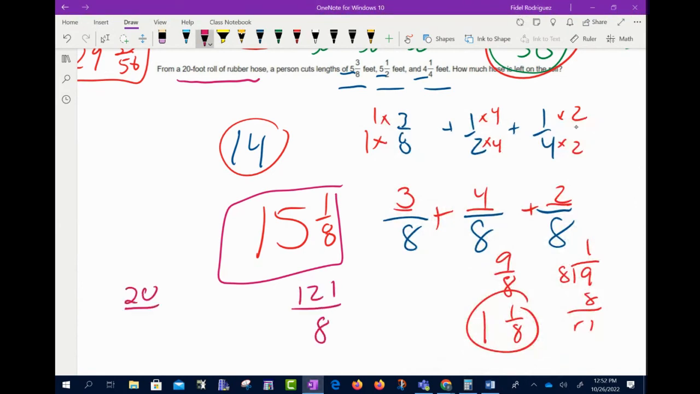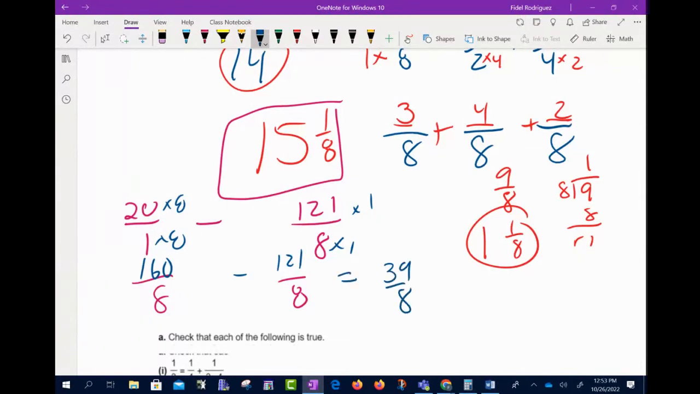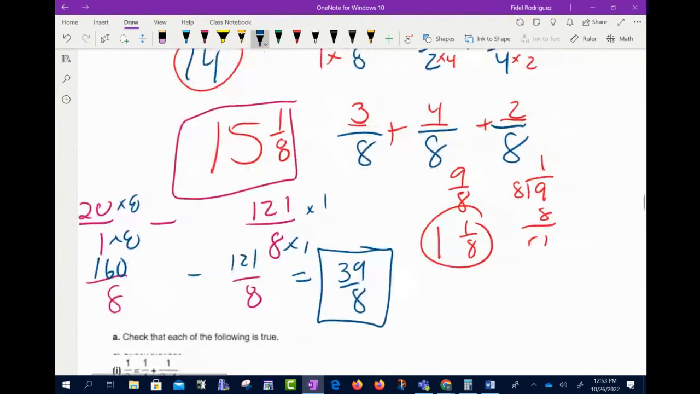Okay. Now we have 20. I'm going to think of 20 as a fraction. I'm going to write it as 20 over 1. My common denominator here, y'all, is still going to be 8. So look, I'm multiplying this guy by 8, I'm multiplying that guy by 8. That's 160. I'm multiplying this one by 1 and that one by 1. So that's 121. And 160 minus 121 should be something like 39 over 8. This is my answer as an improper fraction.